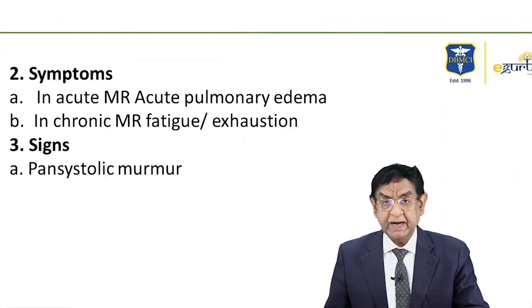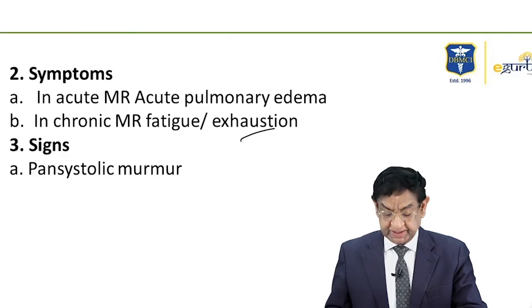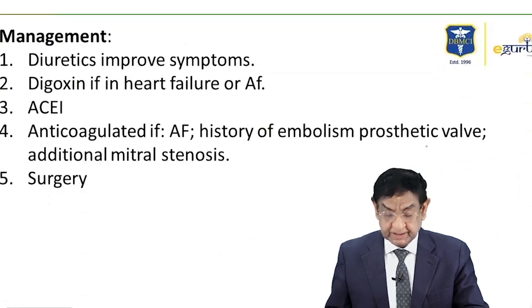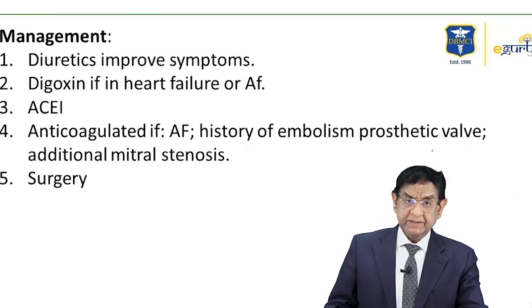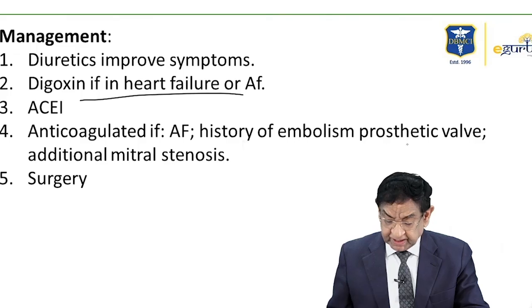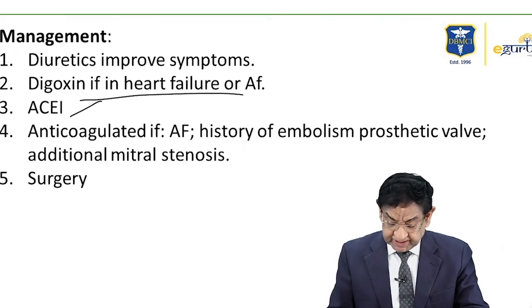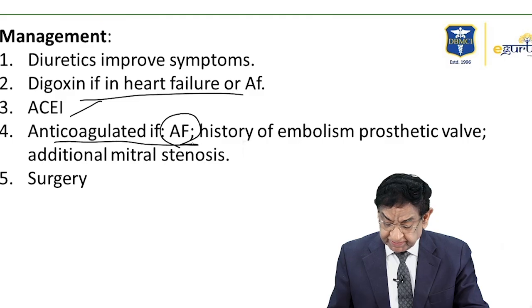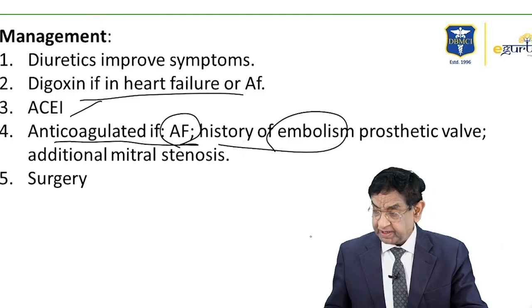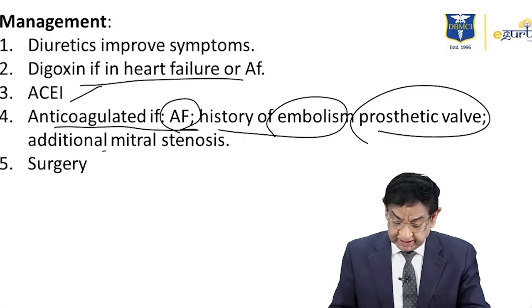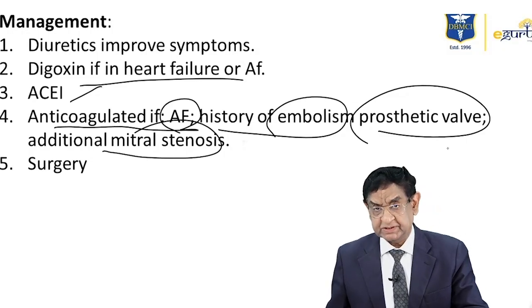In acute MR, pulmonary edema. In chronic MR, it is easy fatigability, pan-systolic murmur. Diuretics for improvement, digoxin if heart failure or AF, ACE inhibitors. We anticoagulate if atrial fibrillation or history of embolic phenomena, or if the patient already has a prosthetic metallic valve or mitral stenosis.